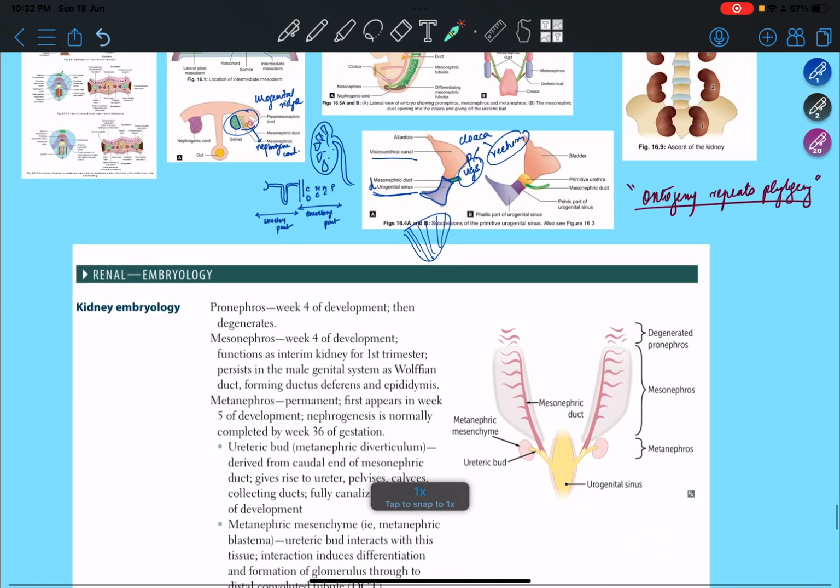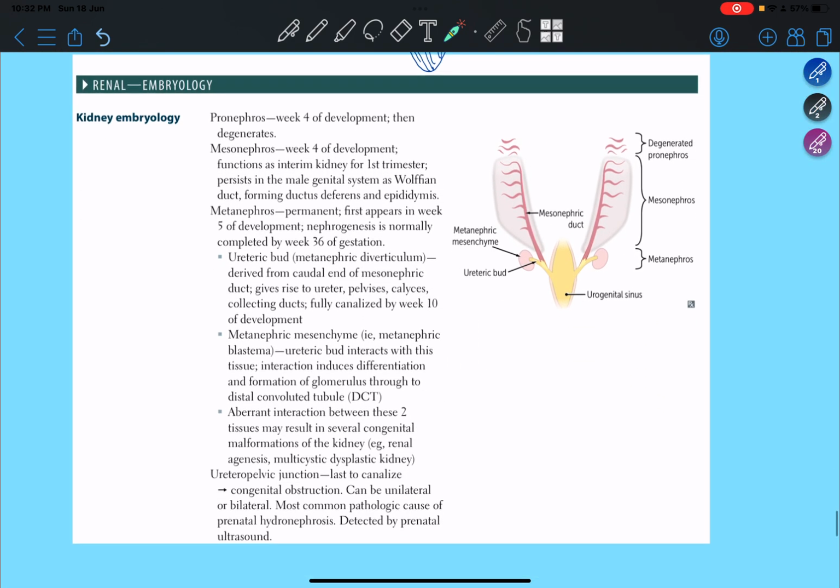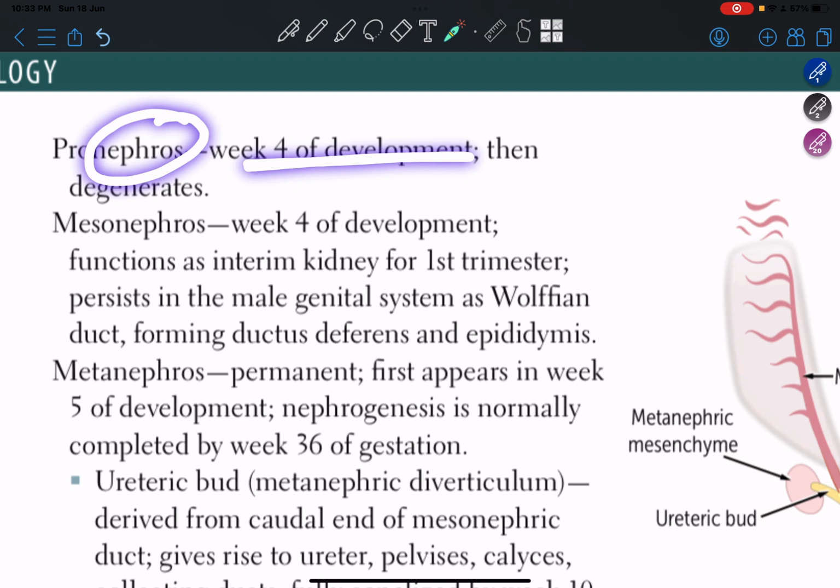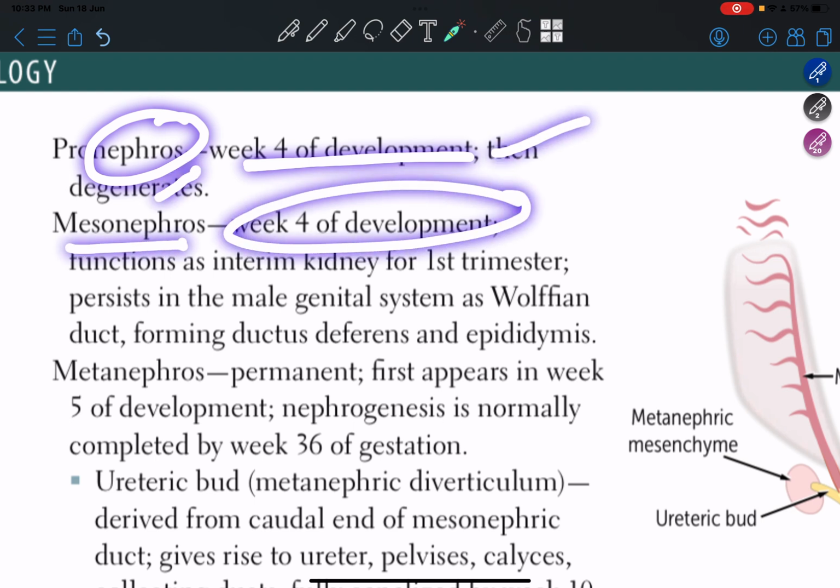Now talking about First Aid. Quickly going to revise, we've already discussed everything. The only thing I did not mention is two, which I'll let you know. First is the date or the timing. So pronephros comes in week 4 of the development, then degenerates. Mesonephros, same time, functions as the interim kidney for the first trimester.